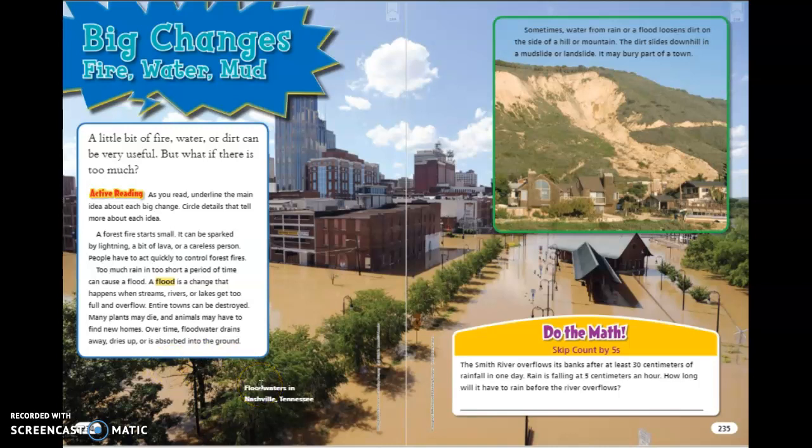Okay? Go ahead and pause the video. There are two main ideas and there are two details that you should be circling. So there should be one main idea with a detail, another main idea with another detail. Pause the video to find them.